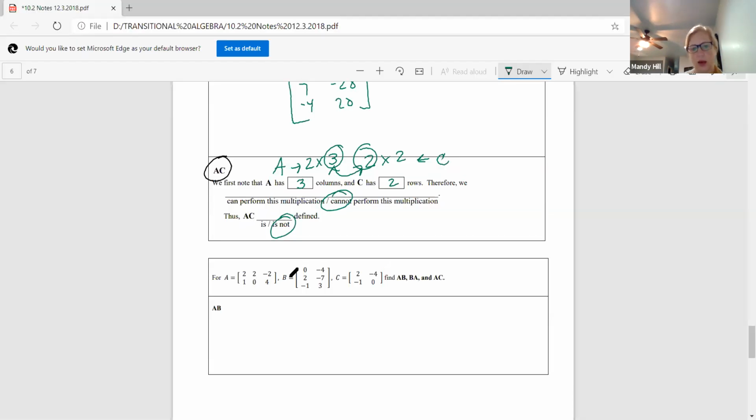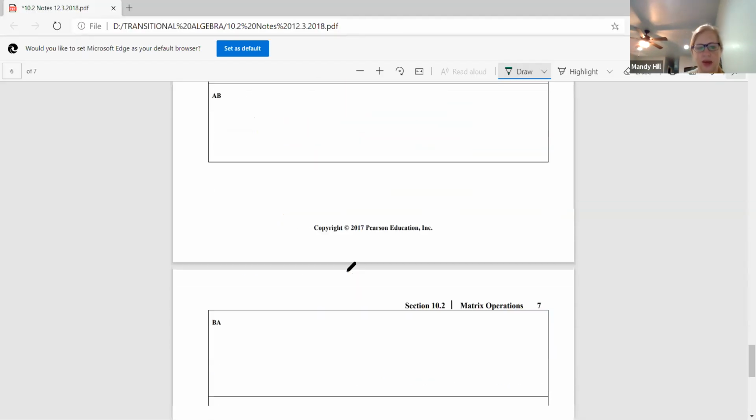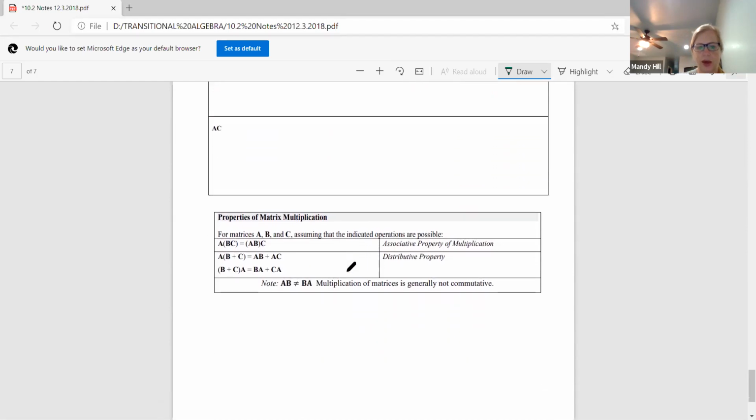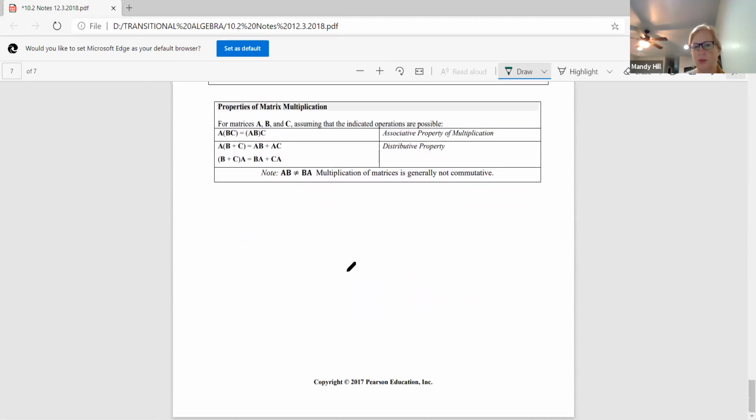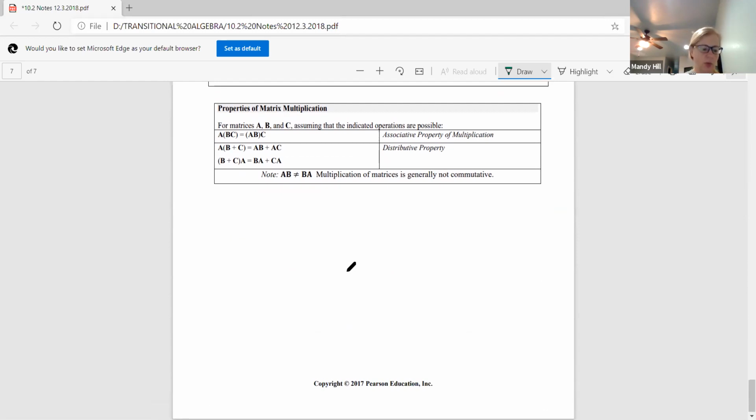Okay. This problem is essentially the same, so I am not going to waste your time with that. But that is what you need to know for 10.2, and that really wraps up this section.